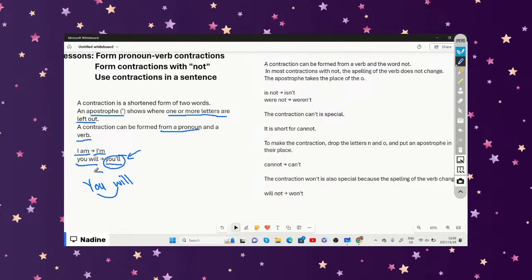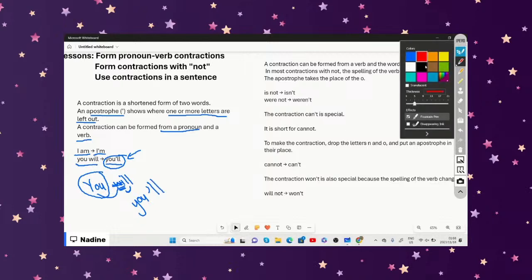Basically, the first word stays the same. The pronoun stays the same, so you stays the same. What we're going to do is leave out the W and the I of the verb. We have will as the verb, so now we're going to leave out the W and the I. When we leave that out, we add an apostrophe and just add our double L. I think I'm writing skew.